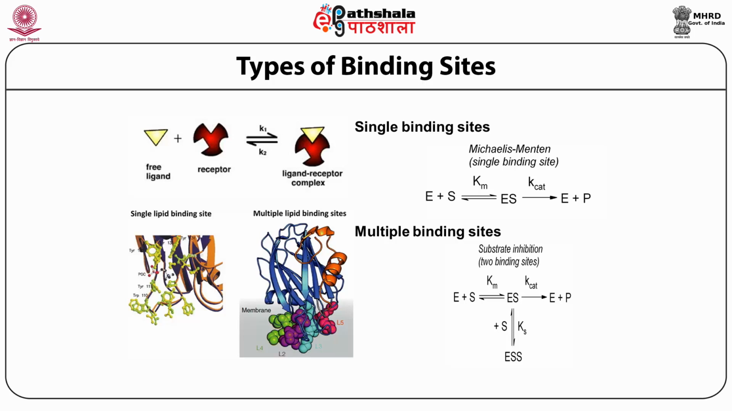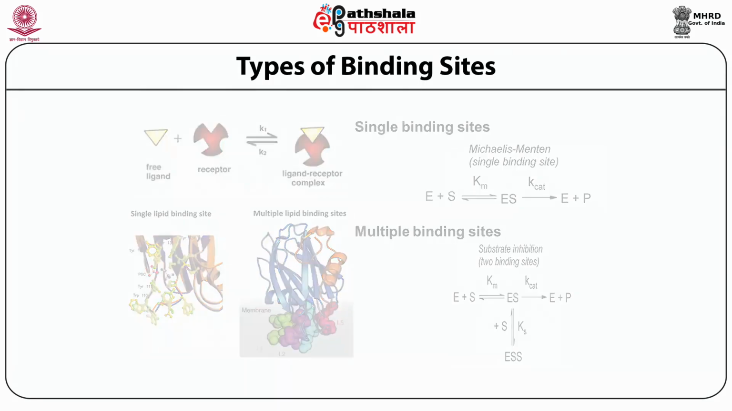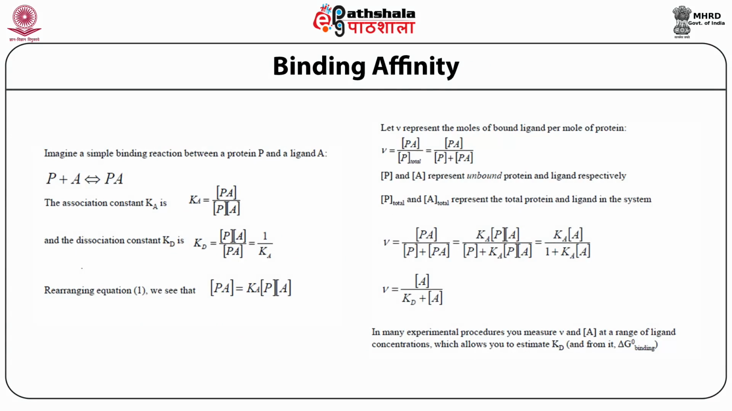However, with multiple binding sites, there may be multiple ligands and one receptor, or multiple receptors and one ligand, and it follows a different kind of equation, such as substrate inhibition, where the two binding sites can be taken into account. You can see here the equation for binding affinity, for example, the protein P and the ligand A form the PA complex.